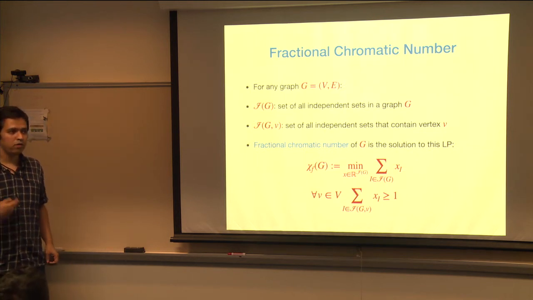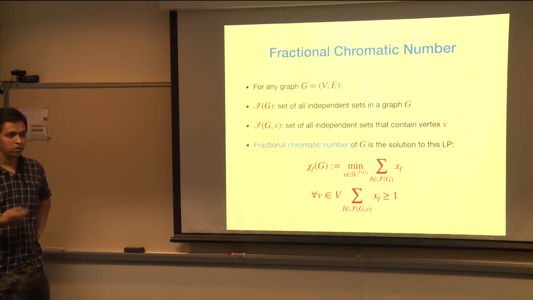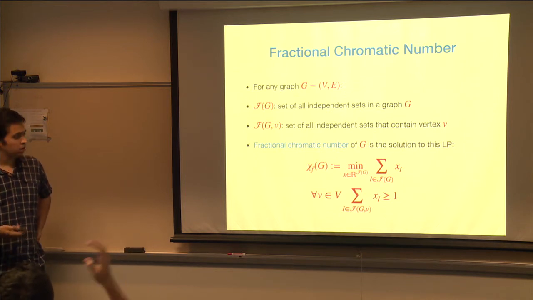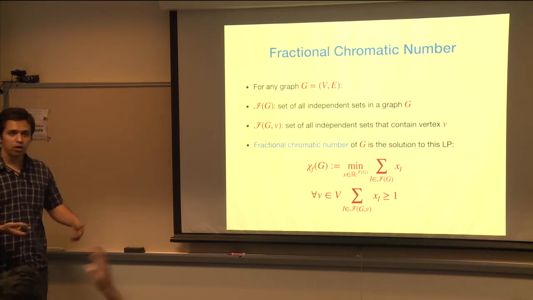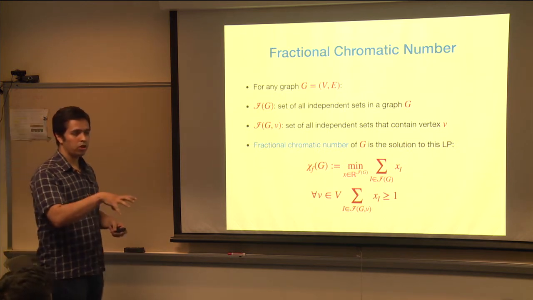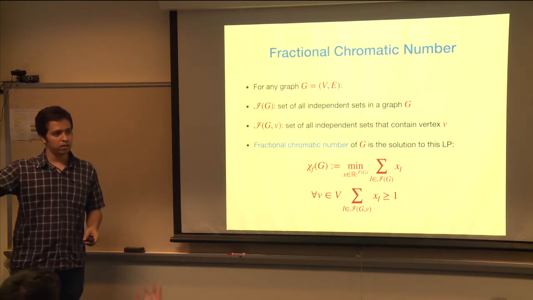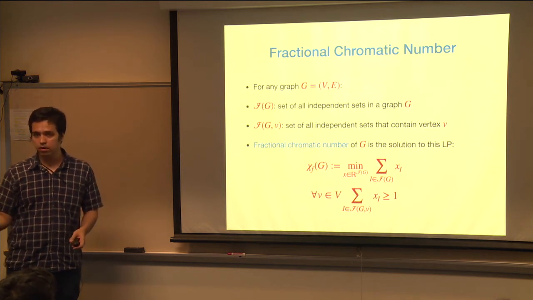Let's think about it. Why is this a relaxation of the original coloring problem, or like chromatic number? Or think of it even directly. In coloring, what are you doing? You are picking, each color class is an independent set. You are picking C different independent sets such that each vertex belongs to one of these independent sets.